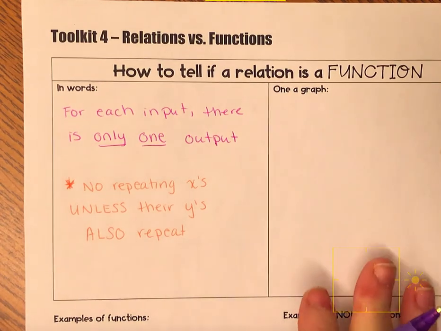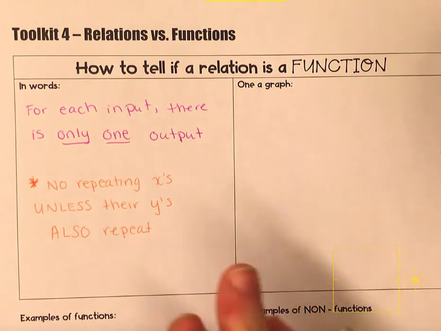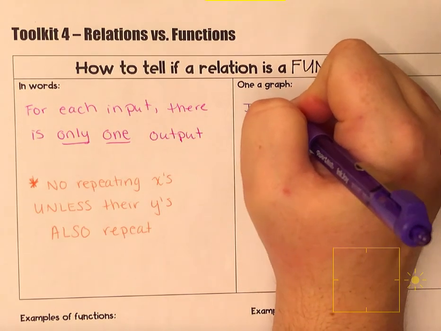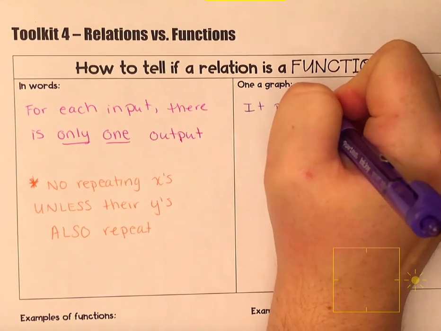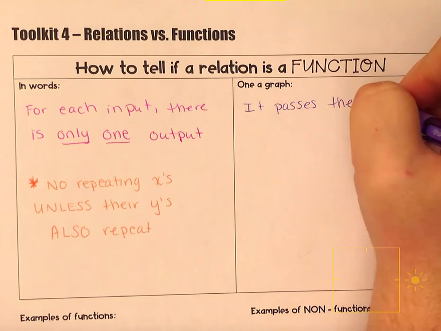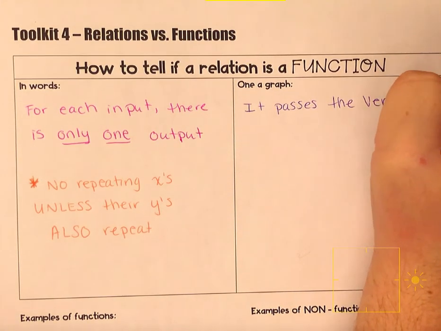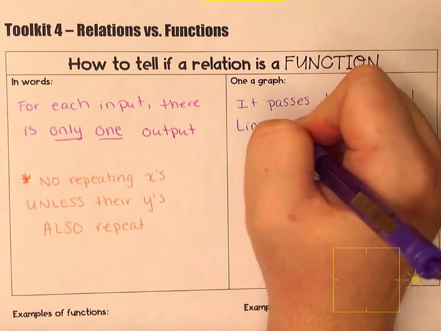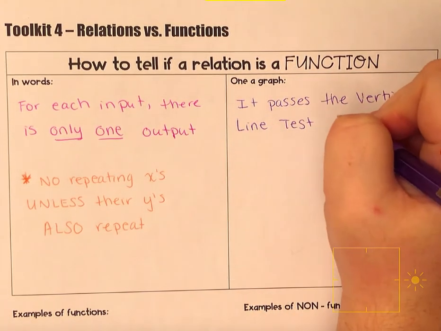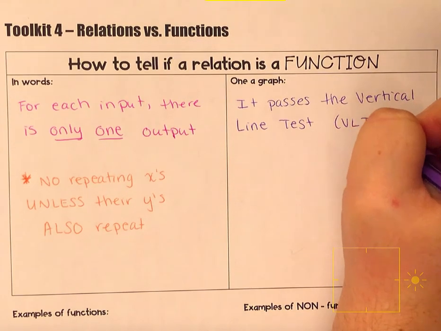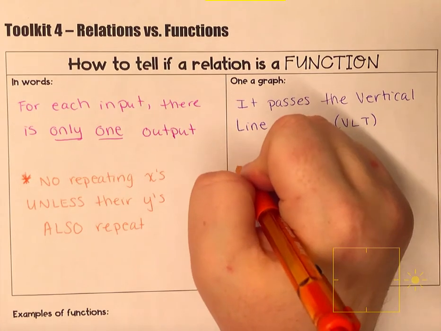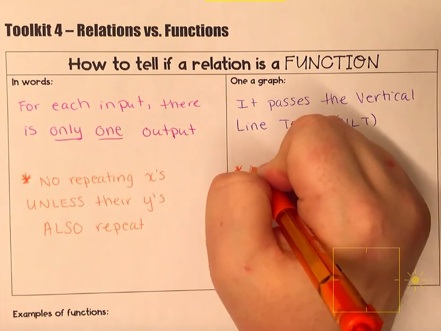So on a graph, if we're wanting to determine if it's a function on a graph, then the graph passes what's called the vertical line test, or the VLT.